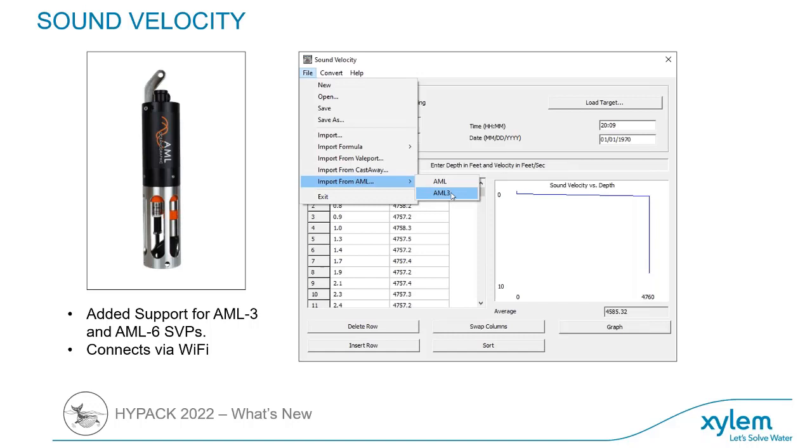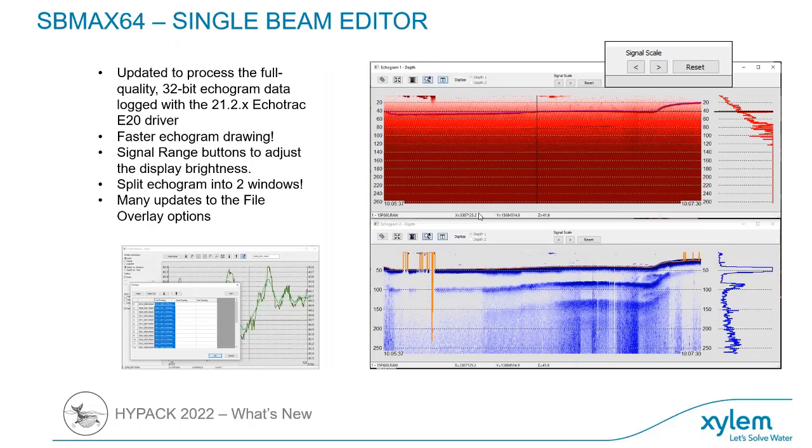They were kind enough to send us one for testing. AML, and we were able to drop it over in New Haven Harbor, drop it down in the water. It's pretty nice. You just turn the little thing on the top here. When it starts blinking green, you've got GPS fix, drop it in the water, bring it right back up, and it imports right into our sound velocity program. Single beam editor, we talked about the E20, we're able to process the E20 32-bit echograms in here.